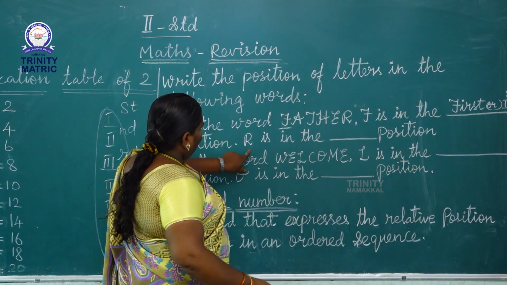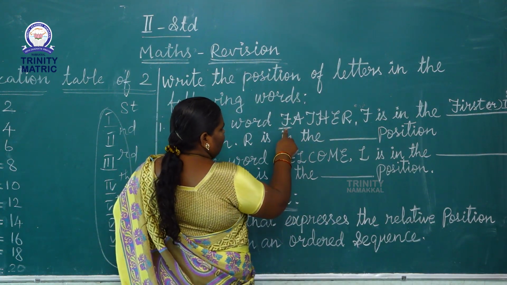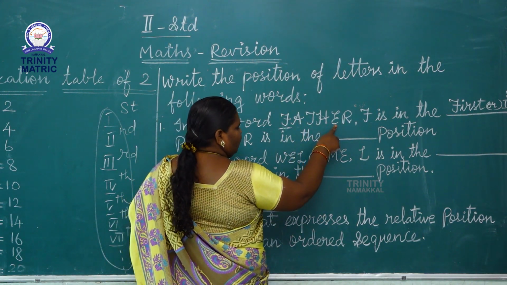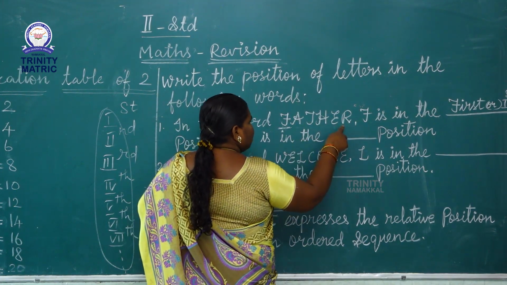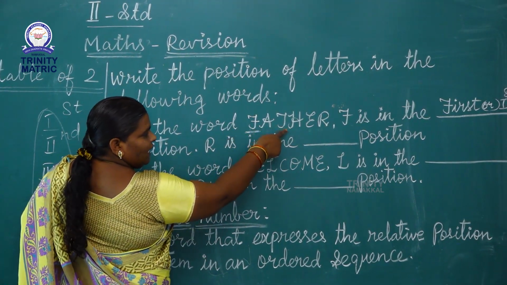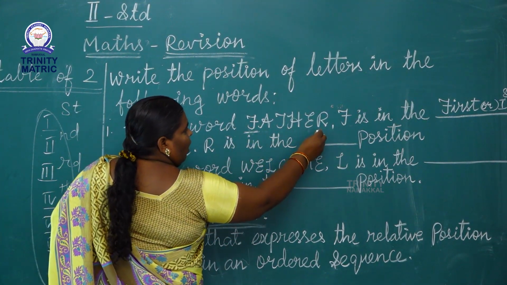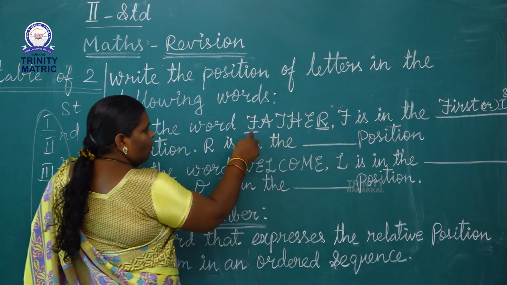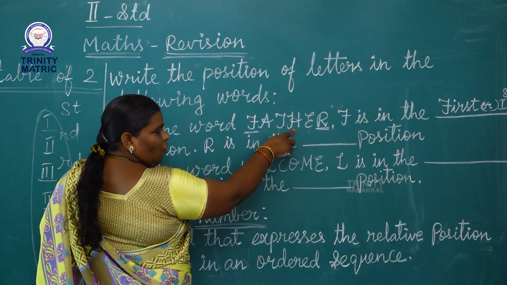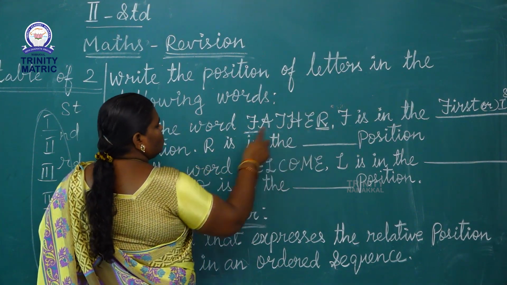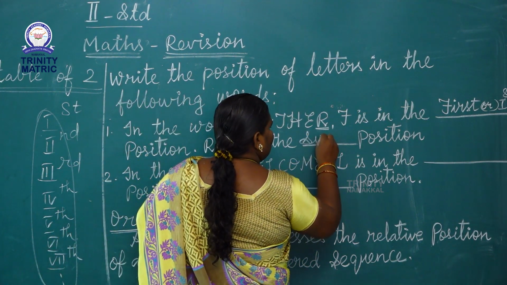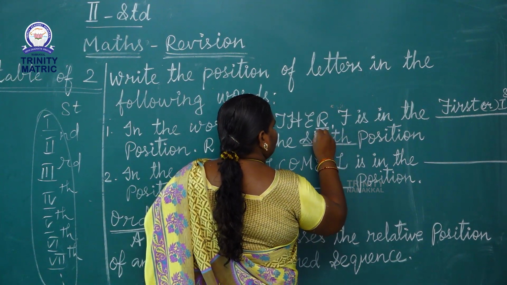R is in the first, second, third, fourth, fifth, sixth. So R is in the sixth position. Father, F-A-T-H-E-R. R is here. You say first, second, third, fourth, fifth, sixth. So R is in the sixth position.